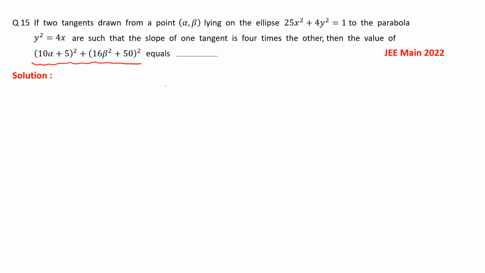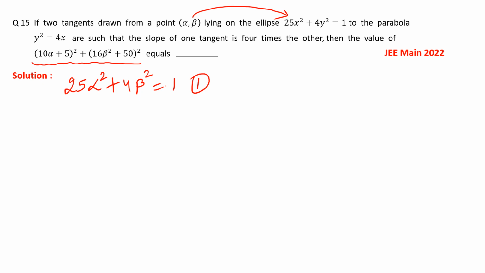Now since the point alpha comma beta is lying on this particular ellipse, so I can say that the point alpha comma beta must satisfy the equation of this ellipse, right? So that means I can write 25 alpha square plus 4 beta square equal to 1. So this is our equation number 1.